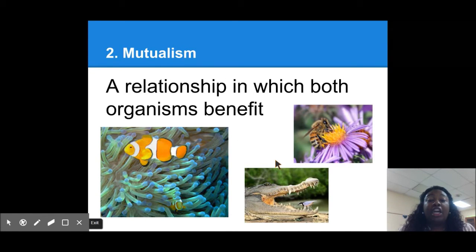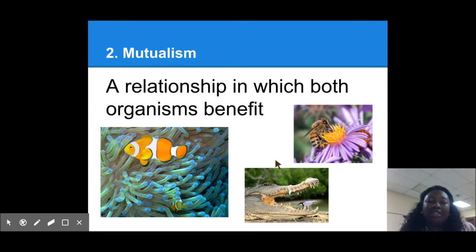Mutualism is a relationship in which both organisms are benefiting from it. Okay, so you have the bee and the flower. The pollen is going back and forth. So the flower is benefiting from all that pollen, and then the bee is also benefiting. So mutualism is a relationship in which both organisms are benefiting.